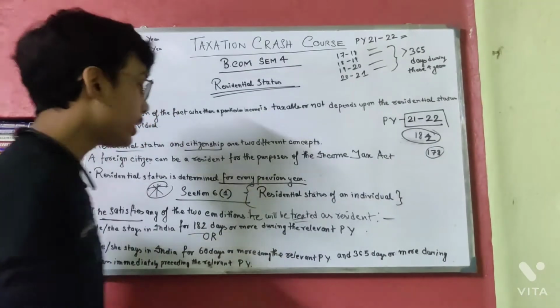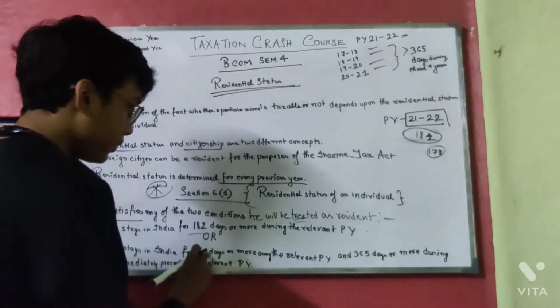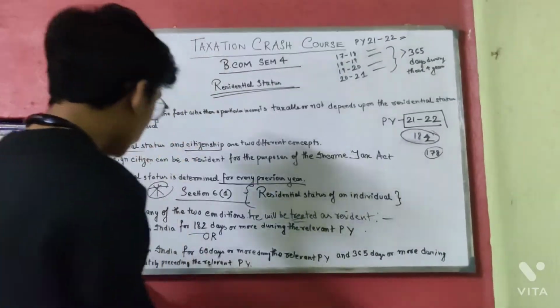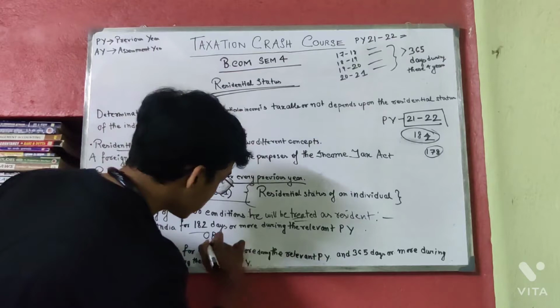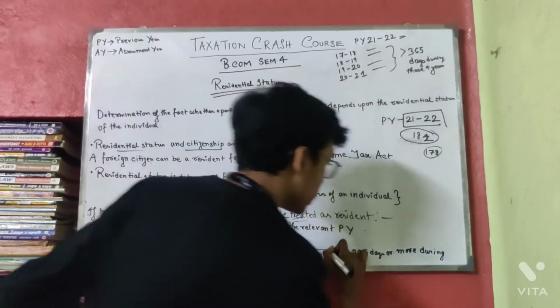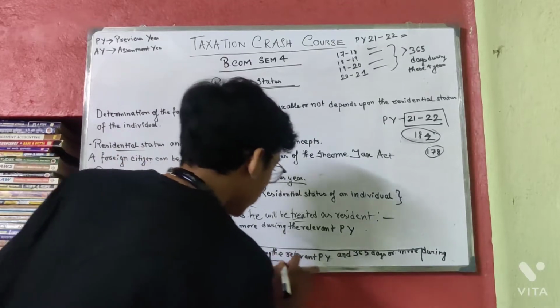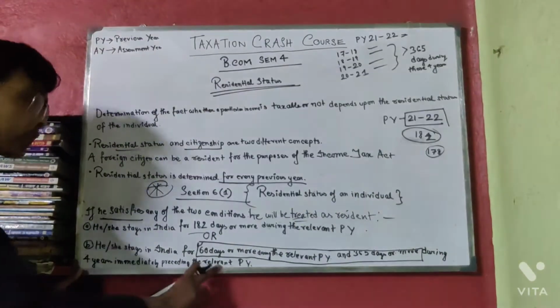we will directly treat her as a resident. But there is another condition. She must stay in India for 60 days or more and 365 days or more during the 4 years immediately preceding the relevant previous year. So both these conditions must be satisfied: 60 days or more during the relevant previous year and 365 days or more during the 4 years immediately preceding the relevant previous year.